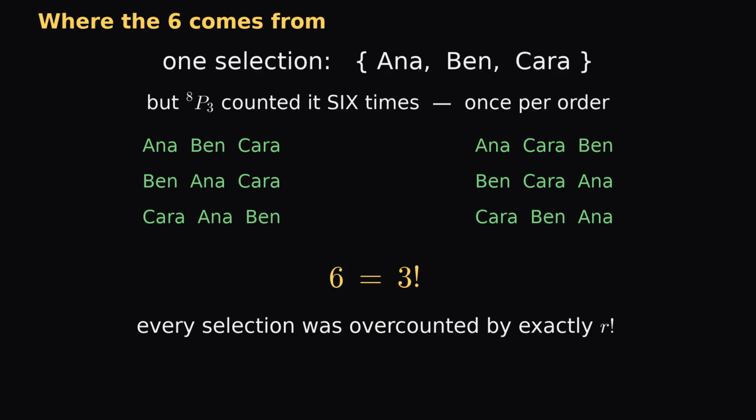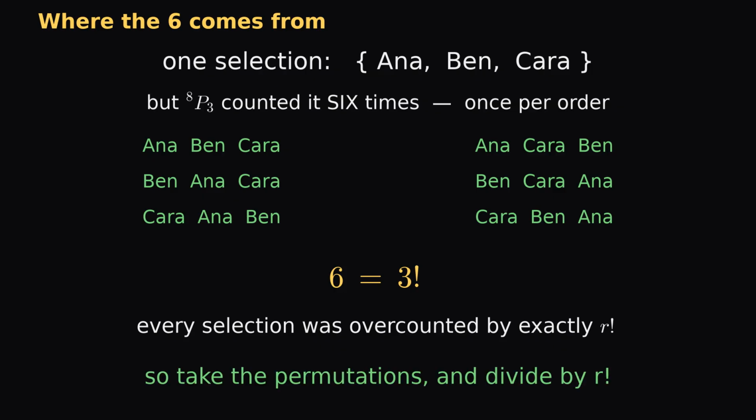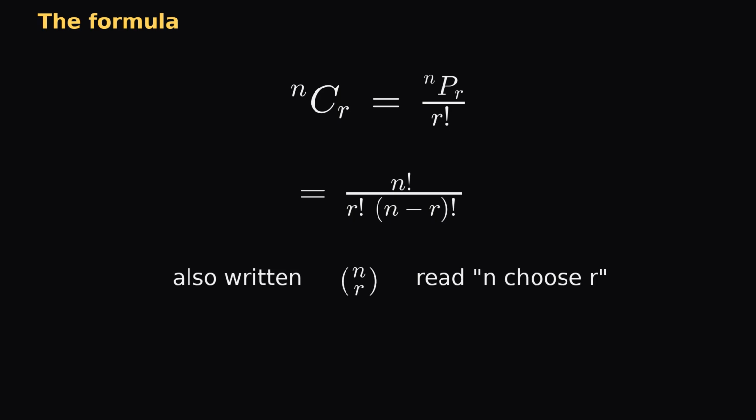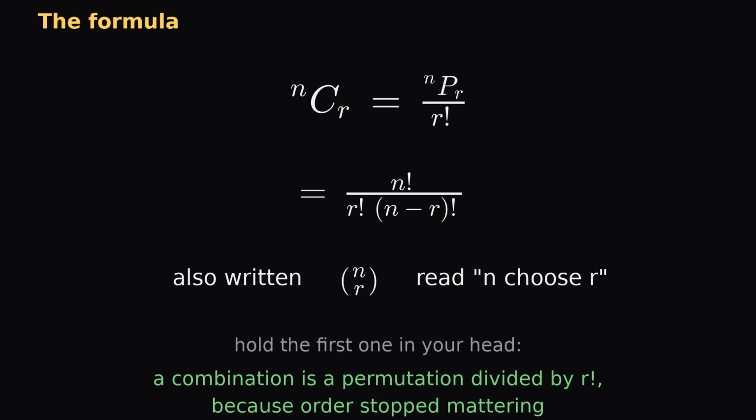So to count selections instead of arrangements, take the permutations and divide by r factorial. That gives you nCr. nPr over r factorial, which written out in full is n factorial over r factorial times n minus r factorial. You will also see it written as a tall bracket with n above r and no line between them. That is read as n choose r. Same thing. And the useful way to hold it in your head is the first one. Combinations are permutations divided by r factorial because order stopped mattering.